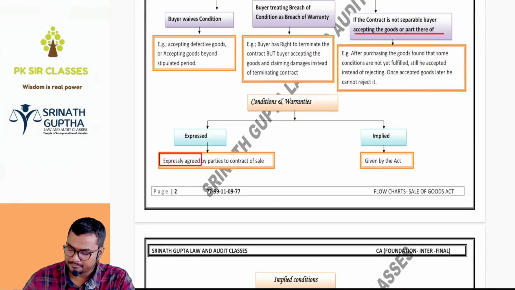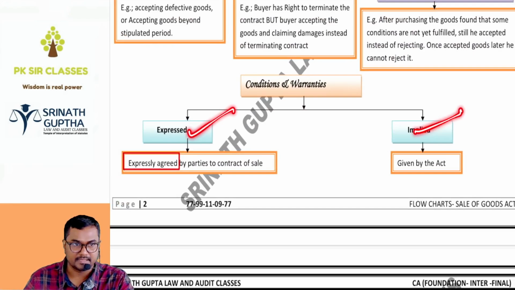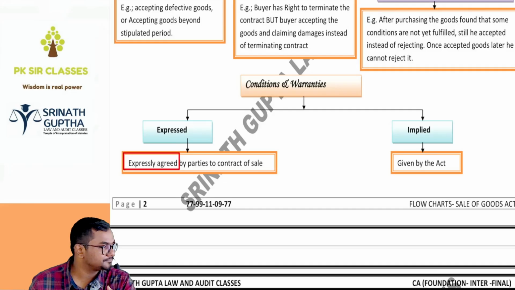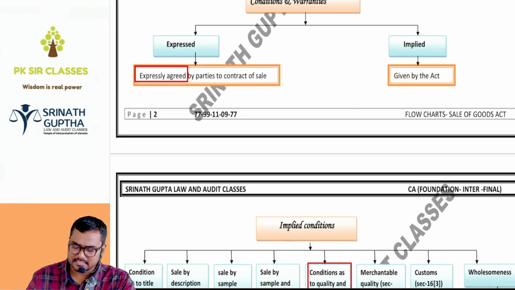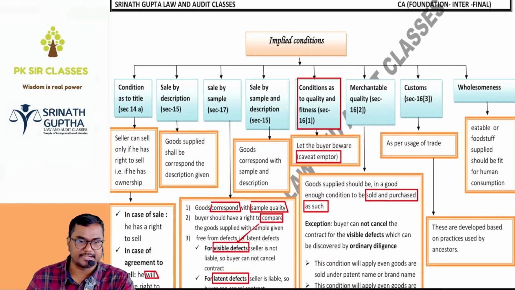Very, very important. These conditions and warranties are of two types. One is express, other one is implied. If the condition or warranty is given by the Act, it is implied. Conditions and warranties specified by the buyer and seller by mutual consent are express. Done. So express conditions can be anything that depends upon the buyer and the seller. Implied conditions are 8 conditions given by the Act itself.